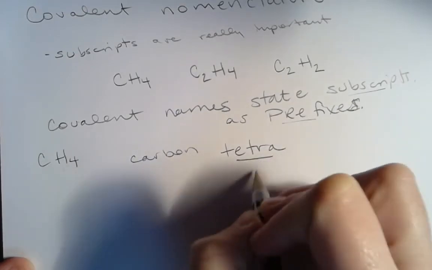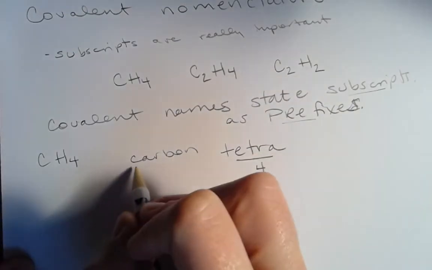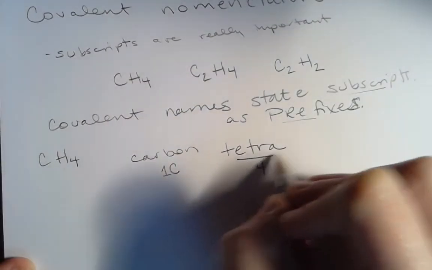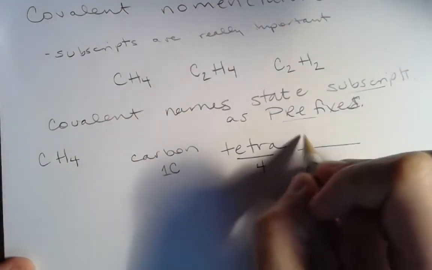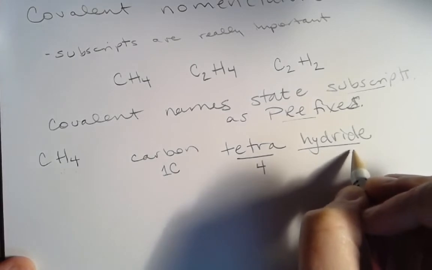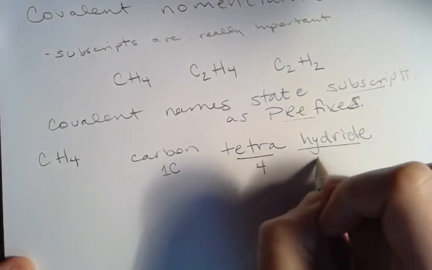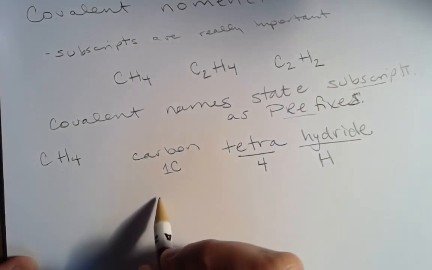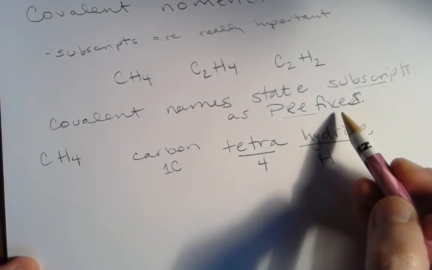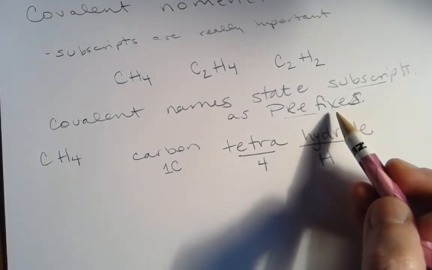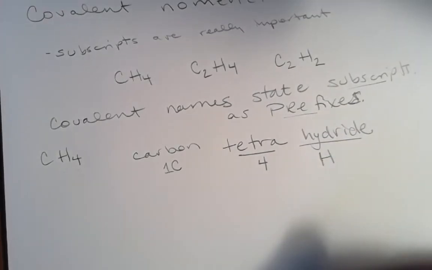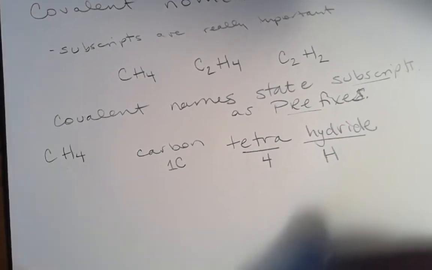This means 4, so carbon with no subscript is 1 carbon, 4 hydrogens, and it's got that IDE ending, that means they are stuck together. So it's really just writing the formula out in words. Subscripts become prefixes in the name. I feel like this is overly confusing already, but let's try a few more and we'll see the pattern.